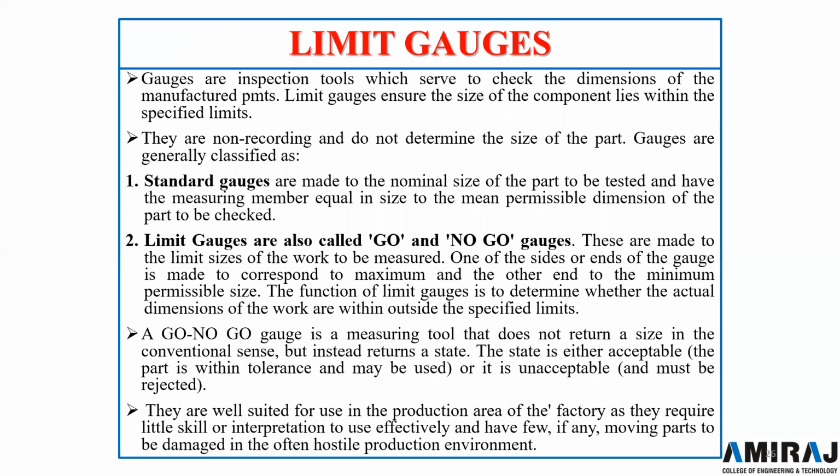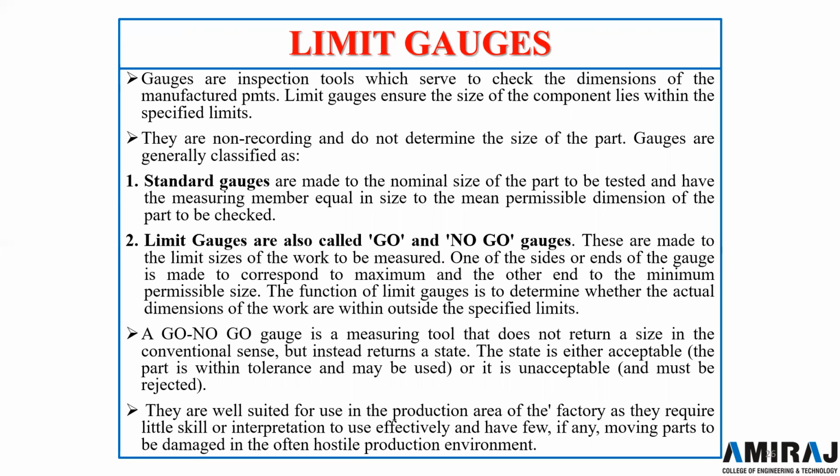Gauges are standard and limit gauges, also called go and no go gauges. They are not recording any dimension like a vernier caliper or micrometer. They are just used for checking whether the dimension is within our limits or tolerance or not. So whether it is acceptable or not is checked only by the gauges.